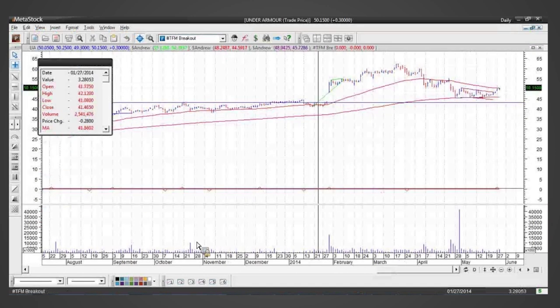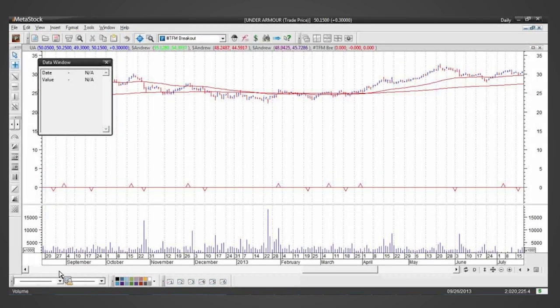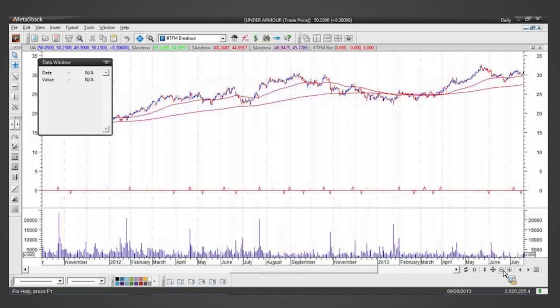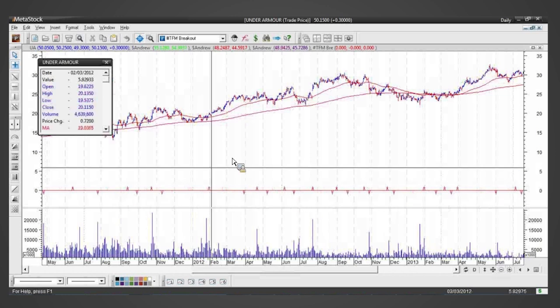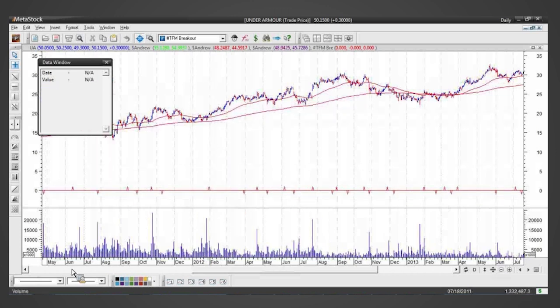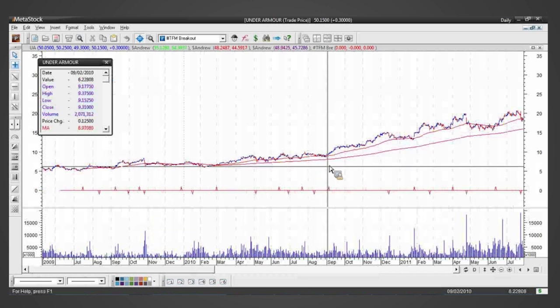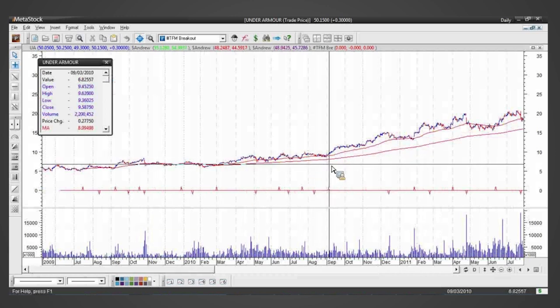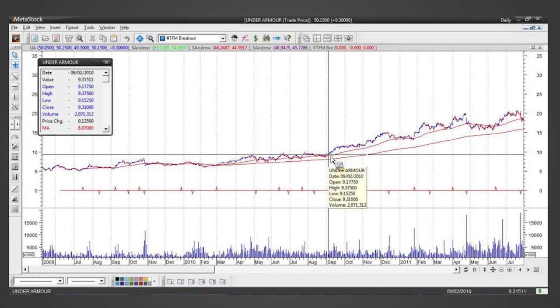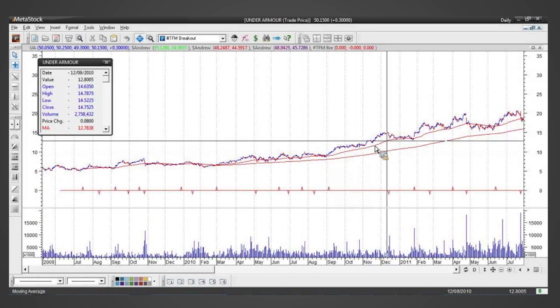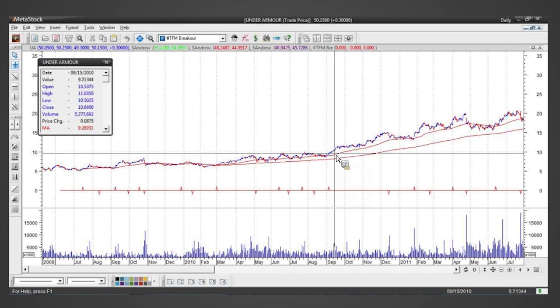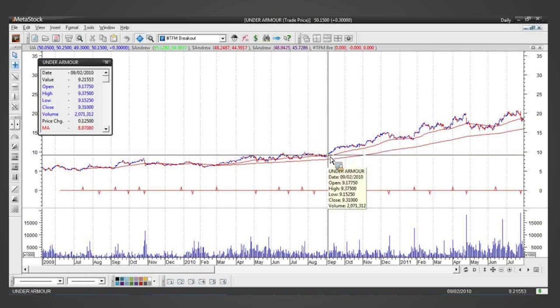Under Armour. I'm a sports nut, so I'm looking for reasons to get into this. And there's times, like here, you have a breakout, you're above the moving averages. Huge move. How many people don't know what Under Armour is? They have cool sneakers coming out. I go in the gym. It's probably half of the people wear Nike, maybe the other half wear Under Armour. So again, it's around us.